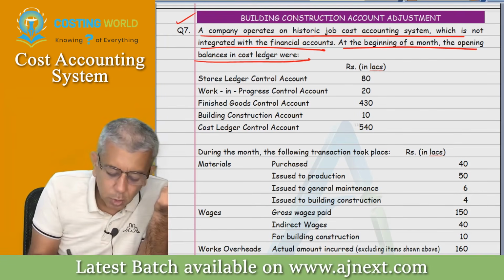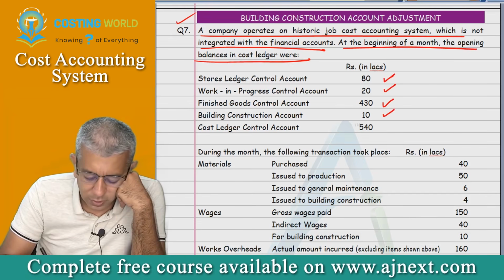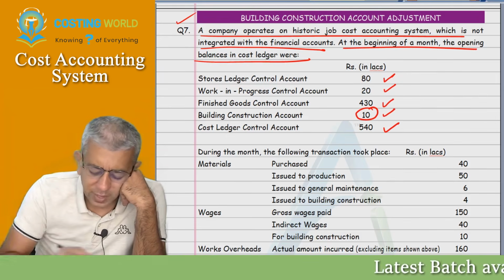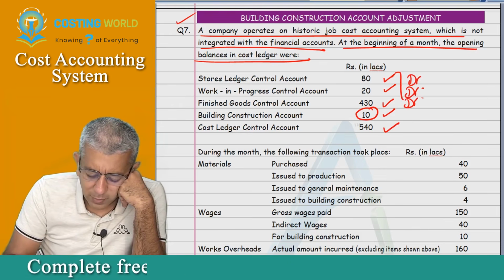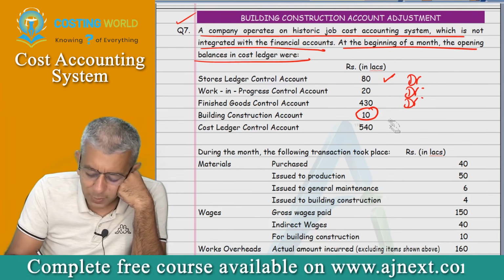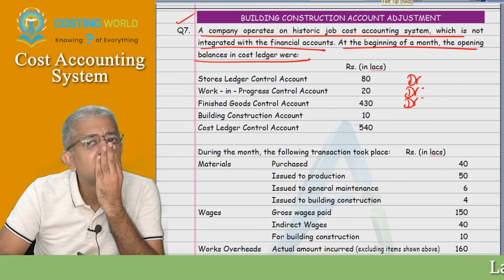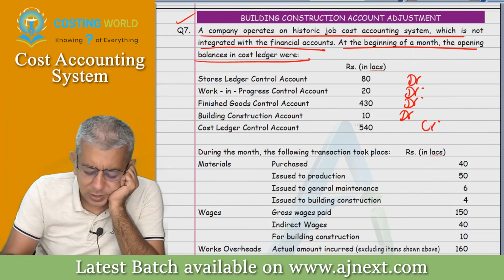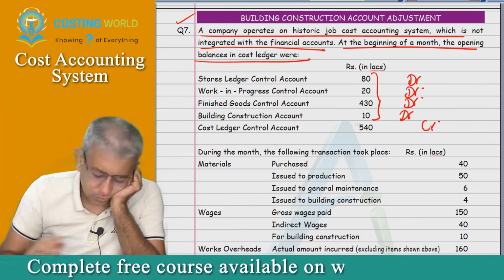At the beginning of the month, the opening balances in the cost ledger were SLC account, WIP account, finished goods account, building construction account. This is the first time we are seeing that. Cost ledger account. Can we say all these, SLC will have a debit balance, WIP will have a debit balance, finished goods will have a debit balance? Building construction is an asset, no? Yes. So therefore an asset should have a debit balance. And GLA always has a credit balance. Just check whether these things total up to 540. Okay, so everything is proper.